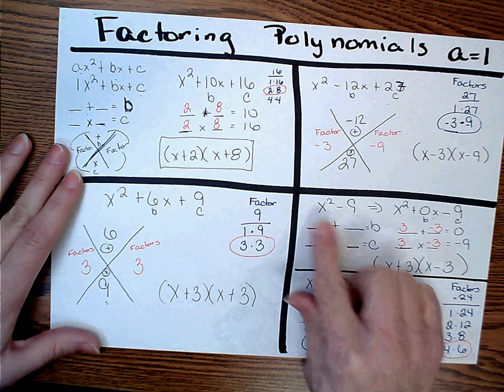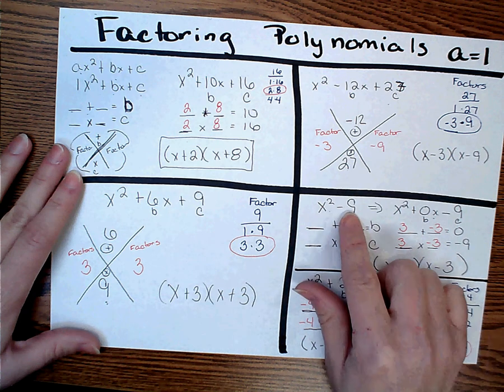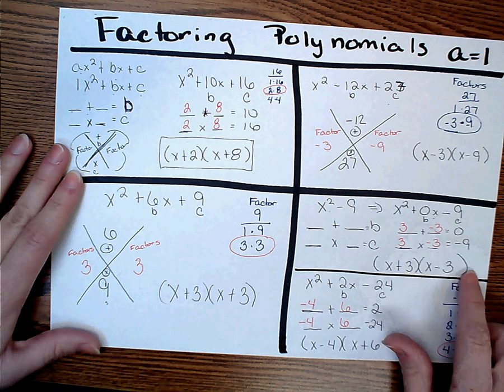You square root the first and you get x. You square root the second term, and that goes with a plus and minus in each parentheses.